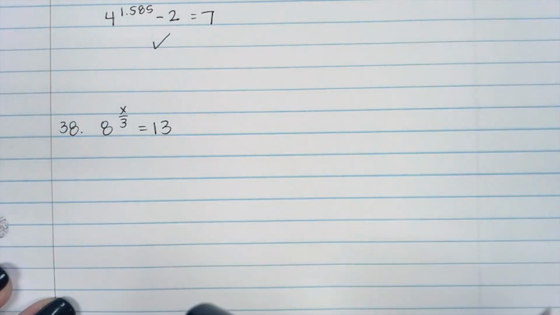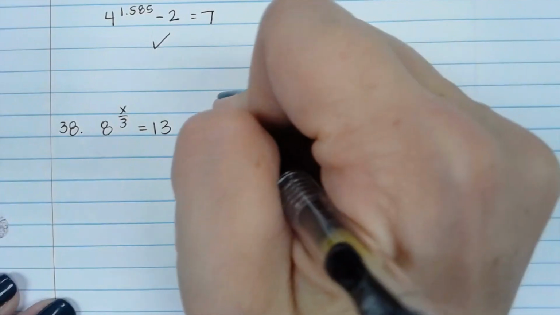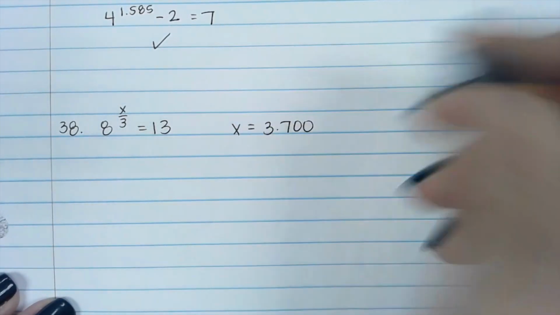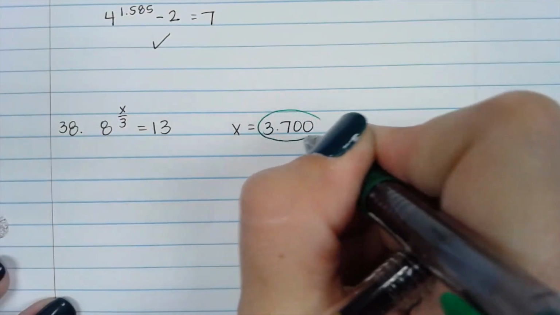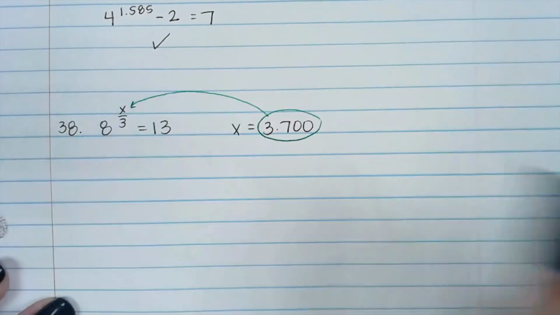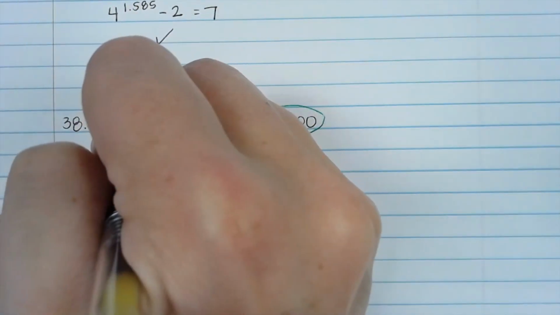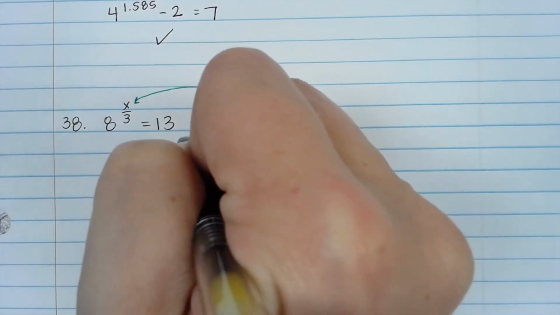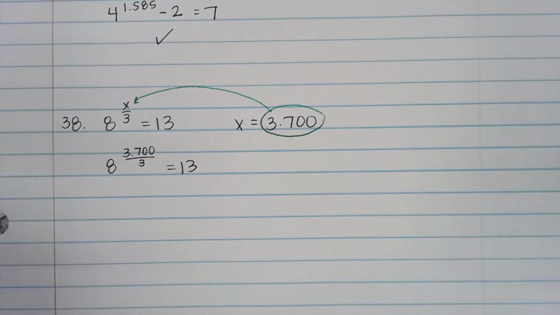For number 38, it said 8 to the x divided by 3 is equal to 13, and we already did all the work for this question. Rounded to 3 decimal points, we got x is approximately 3.700. So again, on the test, if you wanted to check it, you would plug this number in up here. You'd type in 8 to the 3.700 divided by 3, and you're checking to make sure that that equals just about 13. It only takes a second to type it in, but it's helpful because you can know if you're getting these questions right.